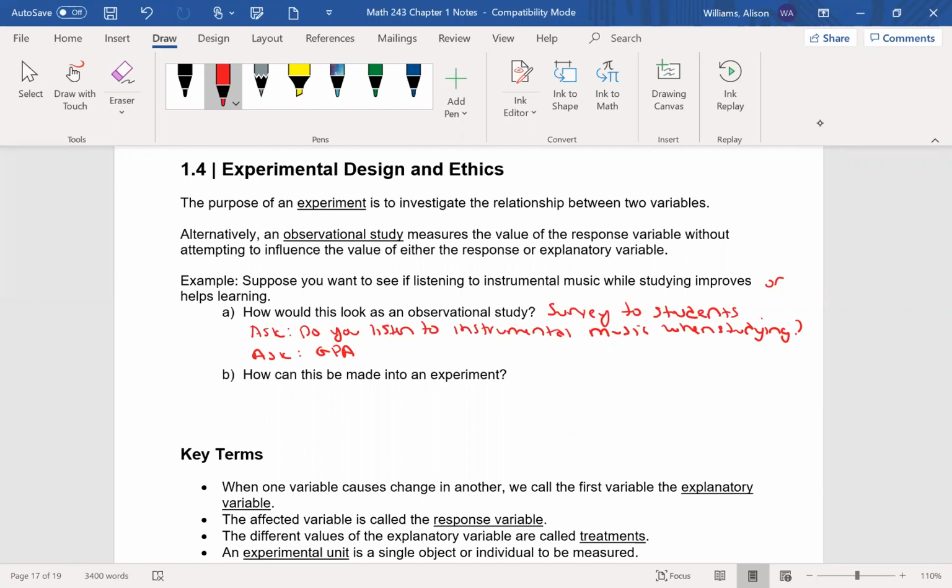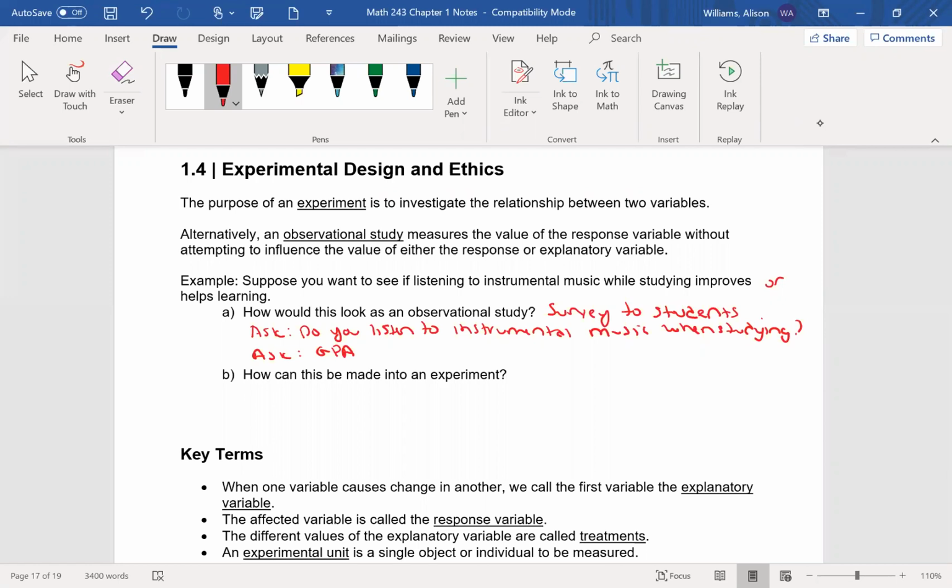The problem, of course, is that just because somebody does listen to instrumental music when studying doesn't necessarily always going to associate them with a high GPA. There might be other factors there, other variables playing into it. So the observational study is really only going to allow us to show a correlation between maybe people who listen to instrumental music and doing well in school.